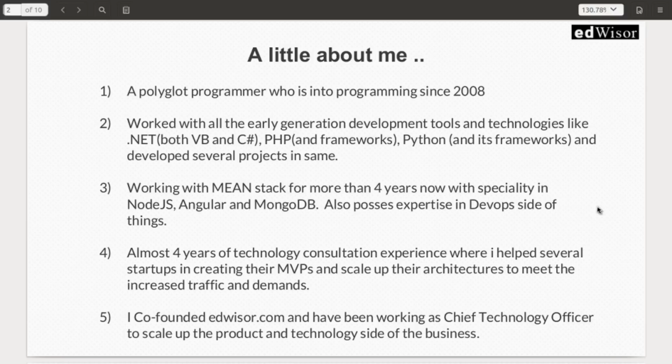Apart from this, I have more than 4 years of experience in technology consulting, where I've helped several companies set up their minimum viable products or scale up their architectures, drawing up their architectural diagrams, giving them consultation on what kind of technology they should go for, or how to meet the increased traffic and demand, how to set up their clusters, etc. And apart from that, obviously I co-founded Advisor.com, and I've been working as a Chief Technology Officer to scale up the product and technology side of the business. So that's about me. Let's start with the topic of the day.